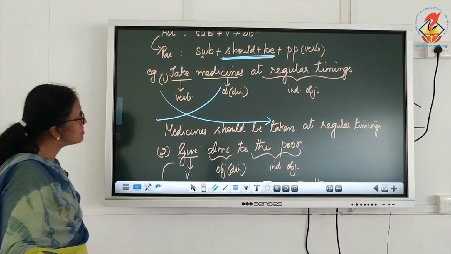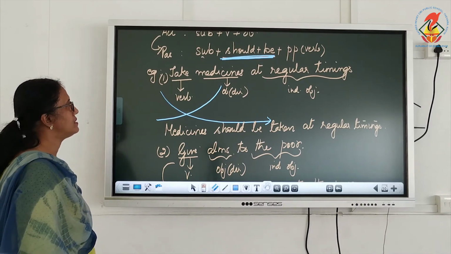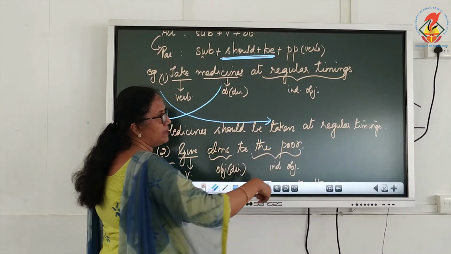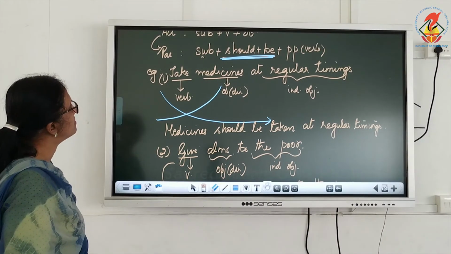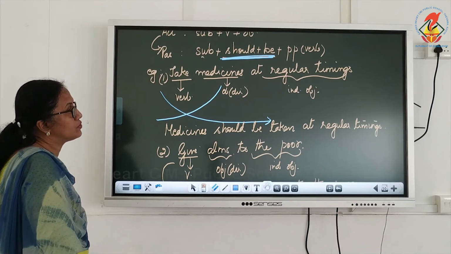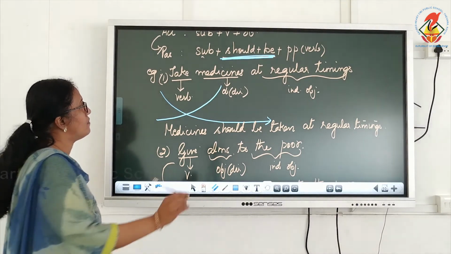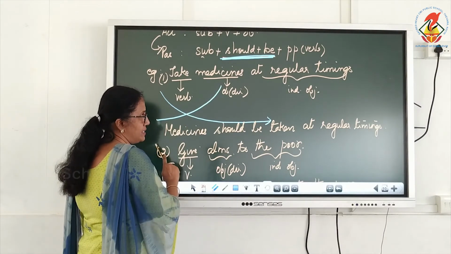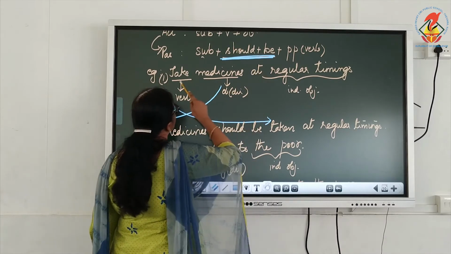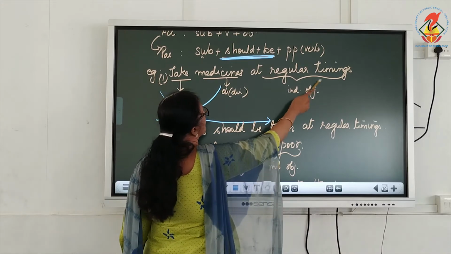In this sentence also something is missing. What is missing? Your subject is missing. So, when the subject is missing, when you convert it there will not be any object either. Remember, the word "should" should be introduced. Here you have the object, "medicines." Then follow the form: should, be, and the past participle of take, "taken at regular timings."